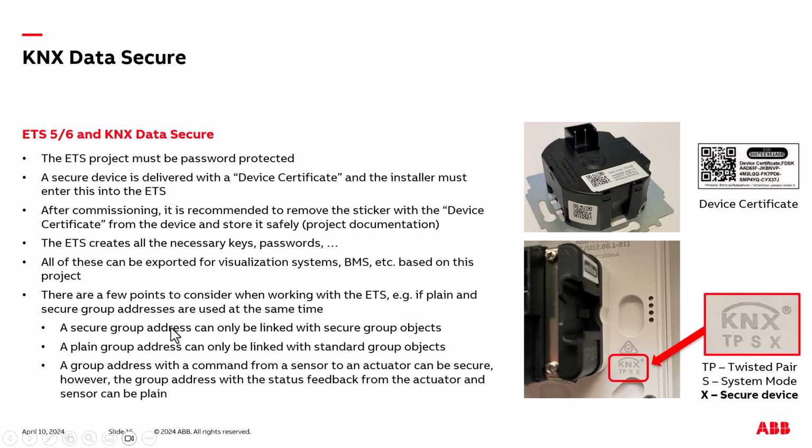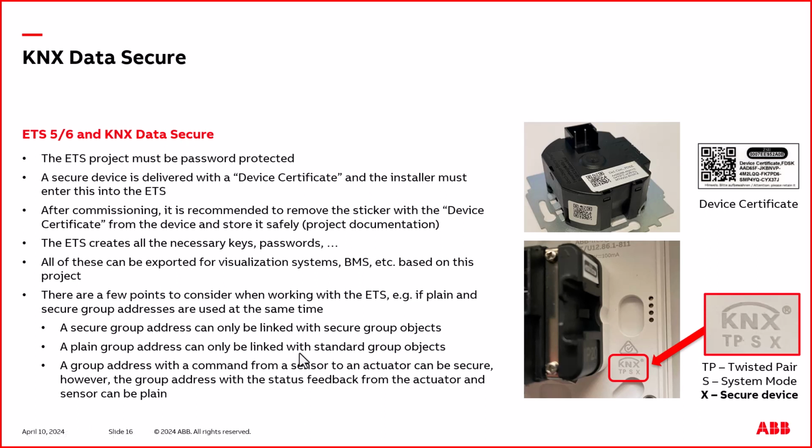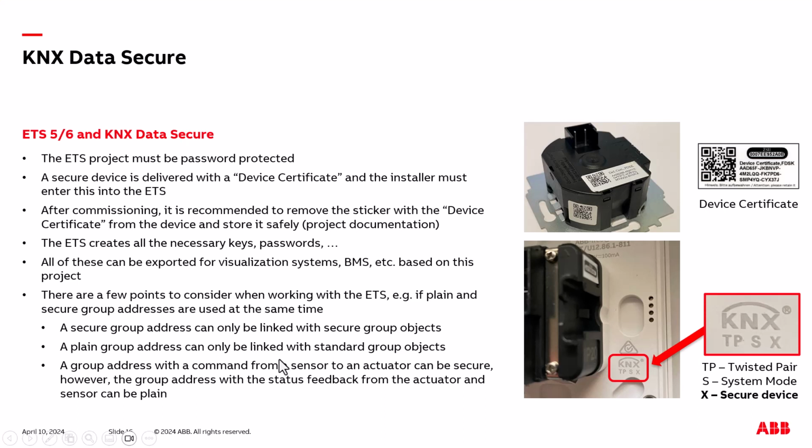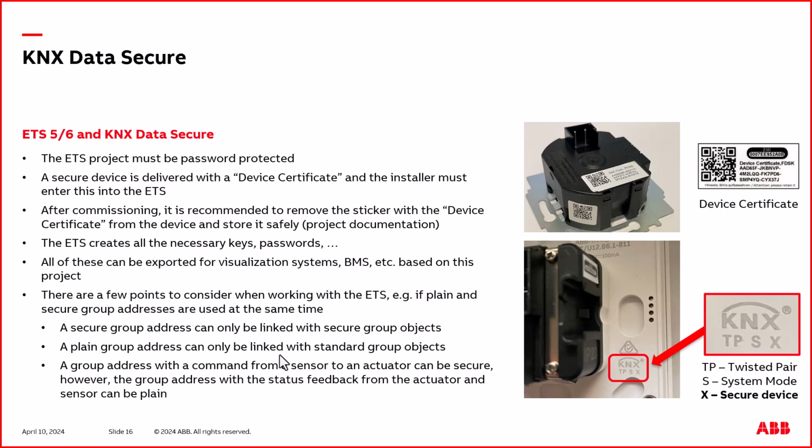And a plain group address can be linked only to standard group objects. So we cannot mix that a sensor sends a secure group address and link the same group address to a plain device. This will not work. If it's secure, then one single group address is secured from the sensor to the actuator.